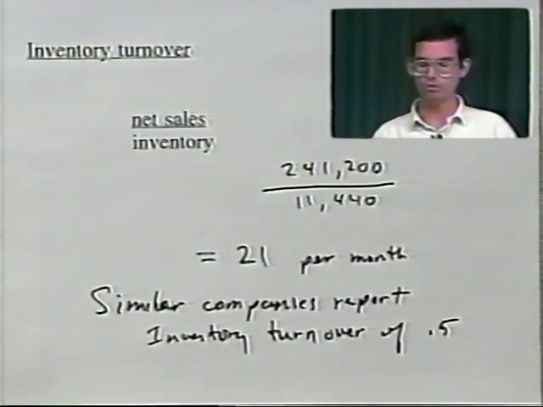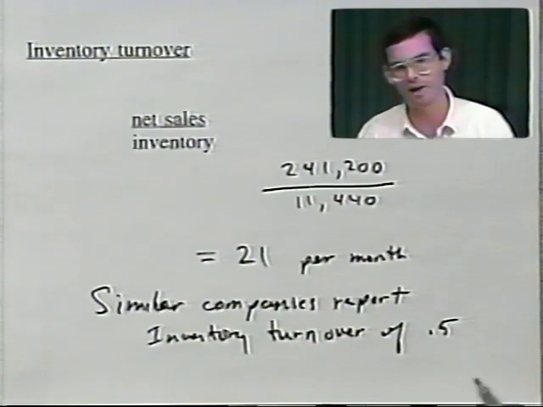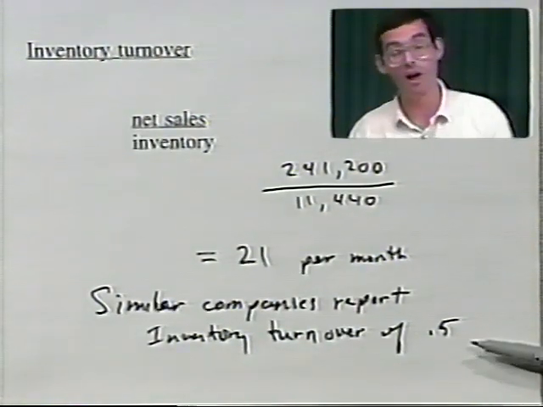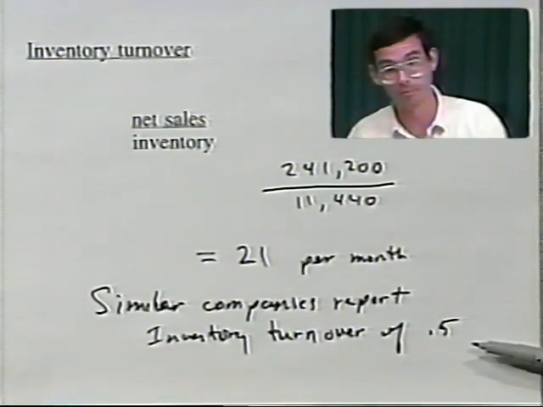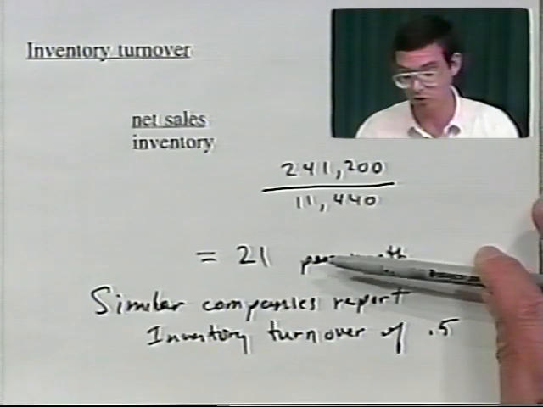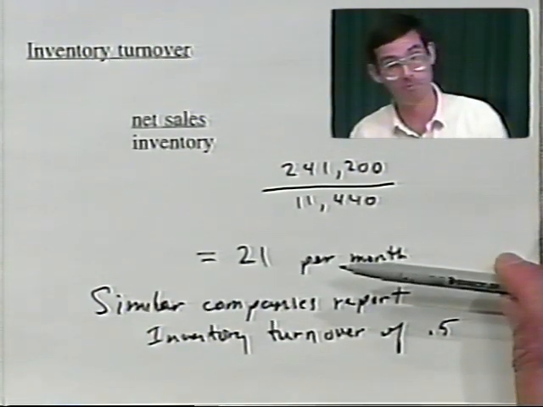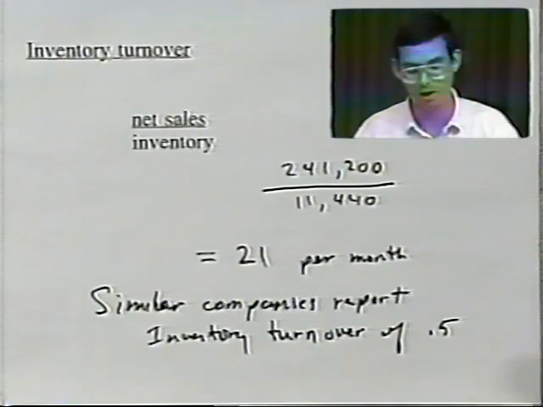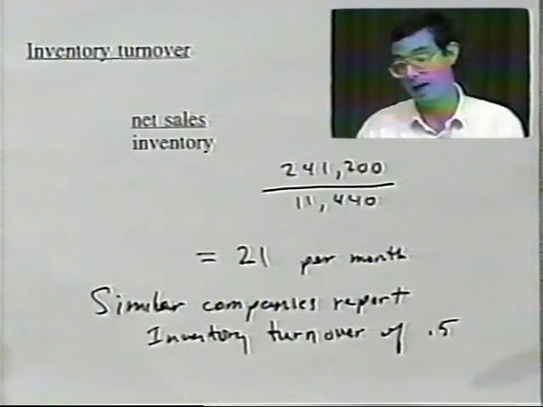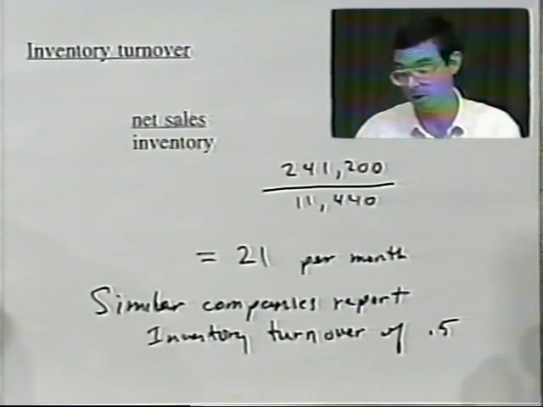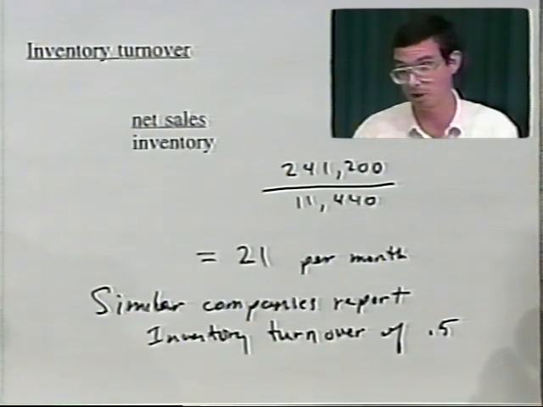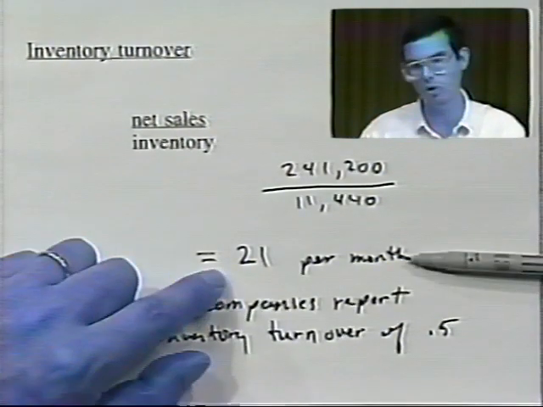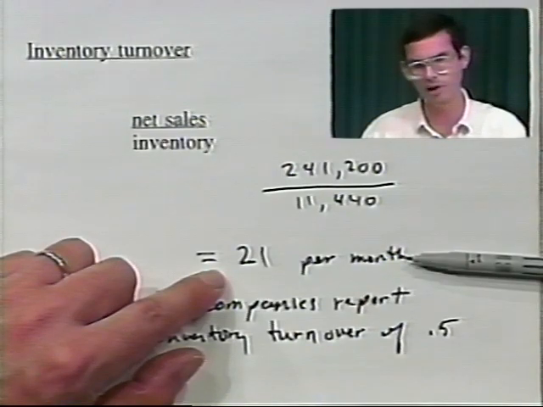So similar companies report an inventory turnover of 0.5, which means they tend to carry a lot of inventory compared to the sales, whereas Waterloo turns over inventory 21 times per month. This is a very unusual situation. Either Waterloo Fabricating has a very unusual product compared to other products produced by similar companies, or they've sold out their inventory. They have very little inventory.